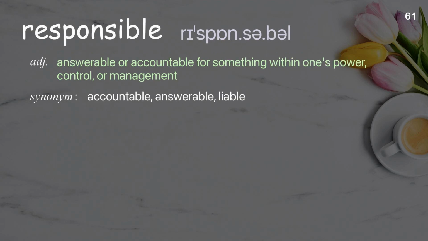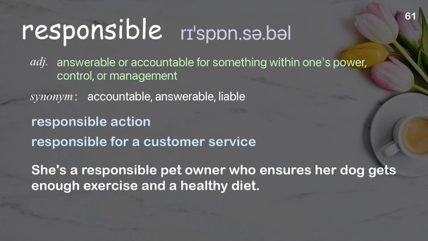Responsible: answerable or accountable for something within one's power, control, or management. Examples: Responsible action. Responsible for customer service. She's a responsible pet owner who ensures her dog gets enough exercise and a healthy diet.